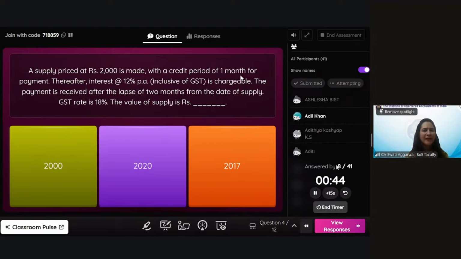A supply priced at 2000 is made with a credit period of 1 month for payment. Thereafter, interest at, I think I have taken this question again.